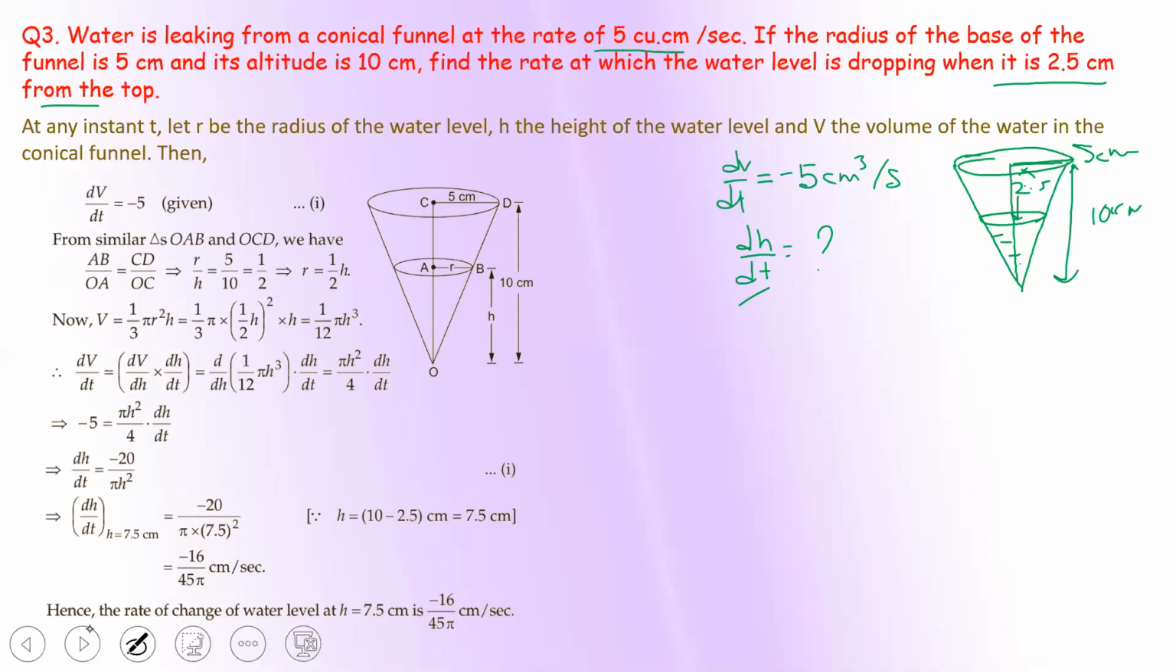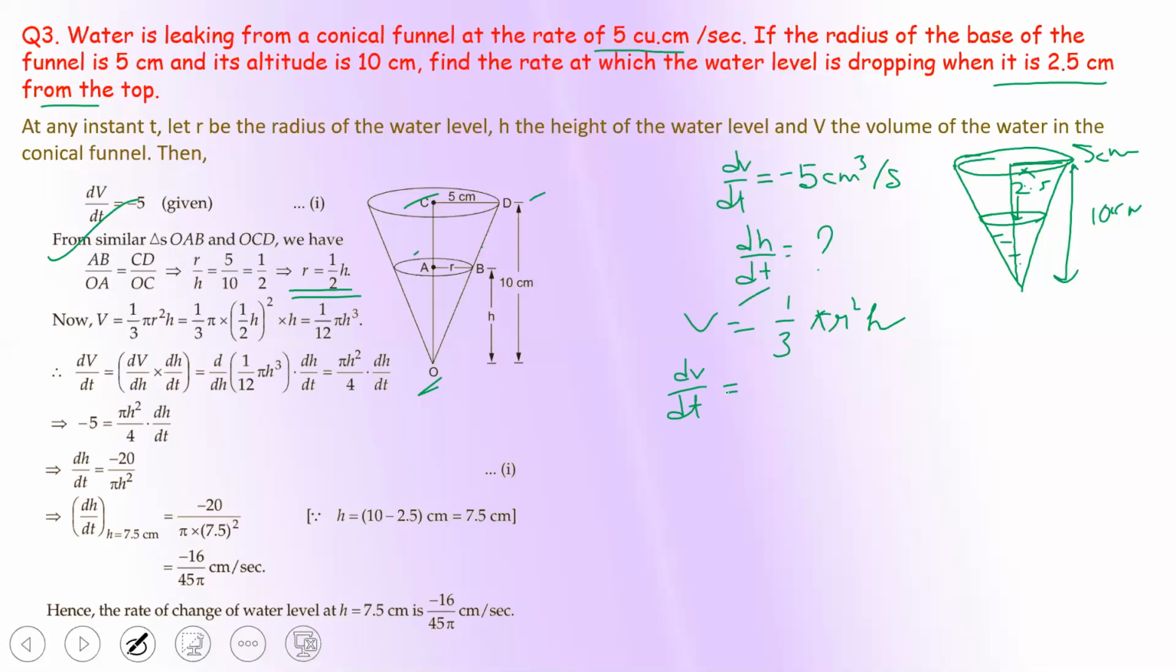Now for V, what is V? For a cone, that is 1/3 pi r square h. And from the triangles OCD and OAB, you can find the relation between r and h, that is r is equal to h upon 2. Now V is 1/3 pi r square h. So what is dV dt?